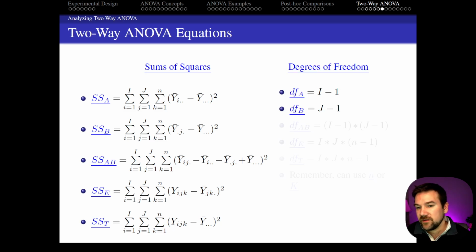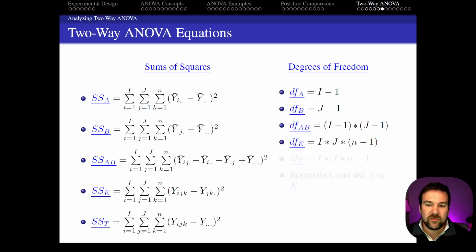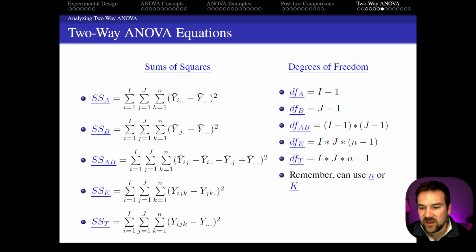For the degrees of freedom, similarly, we can calculate this. Degrees of freedom for A makes sense, the number of levels in A minus 1. The degrees of freedom for B should also make sense, the number of levels in B minus 1. But once we get to the interaction, things break down a little bit. You'll note that I changed notation. Here I'm using lowercase n instead of capital K, and remember, you can go between the two. So if you prefer to use capital K, that's fine.